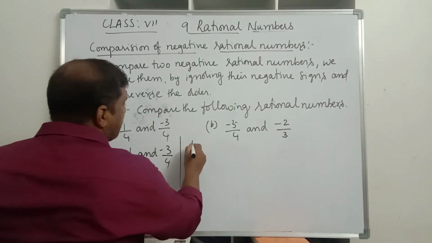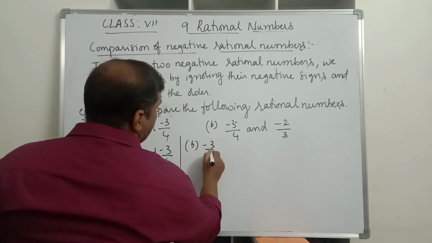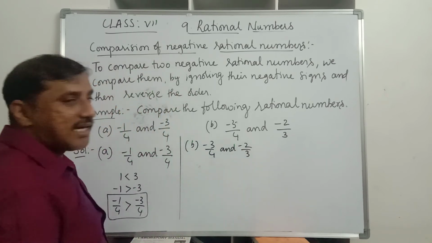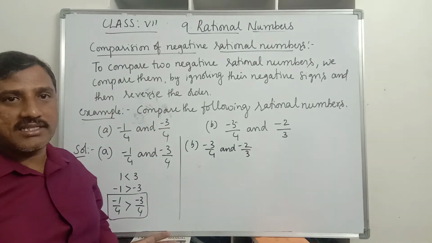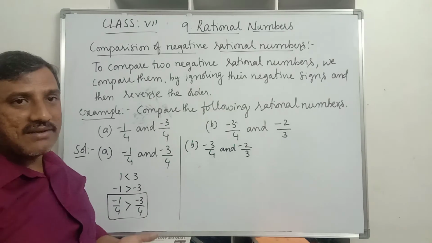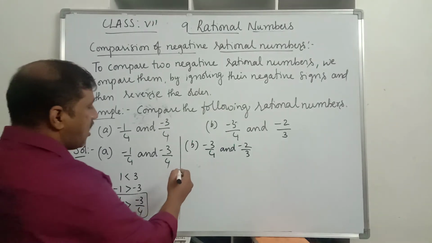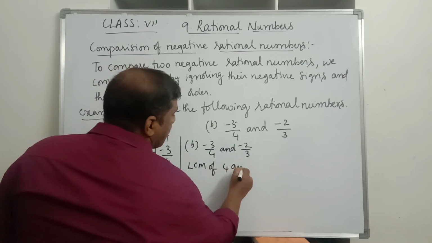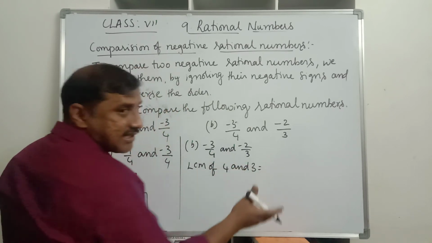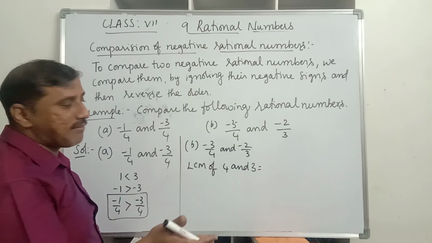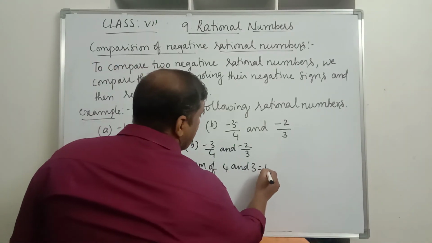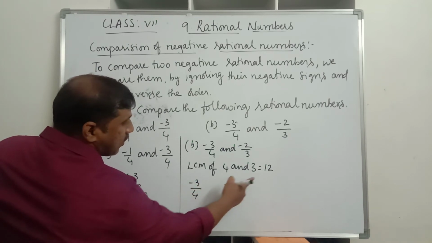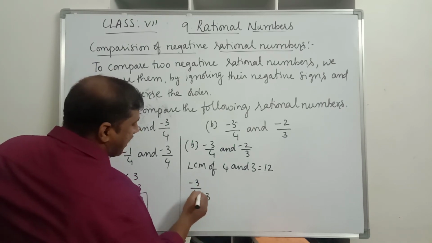Similarly, see here the B bit we have minus 3 by 4 and minus 2 by 3. Now observe the denominators. The denominators are different. Convert them to like fractions by taking the LCM. Now LCM of 4 and 3. They are co-prime numbers, that is successive numbers. Therefore, the product itself will be the LCM. 4 into 3 is 12. Now change these fractions. Minus 3 by 4. To get denominator 12, 4 is multiplied with 3.